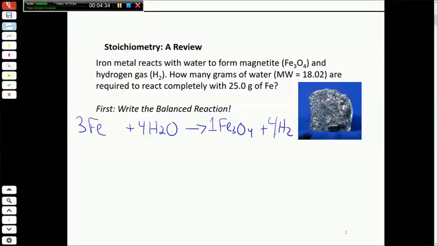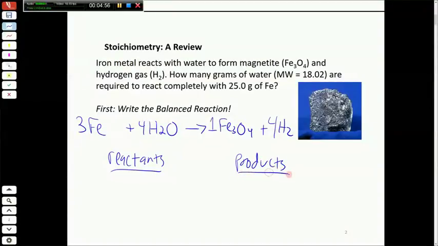If you had 6 irons plus 8 waters goes to 2 Fe3O4 and 8 hydrogens. In other words, if you doubled all these coefficients, the problem would still work. So we can check ourselves to make sure that it's balanced. We went through all this, so it should match up, but just to make sure after we're all said and done, we compare the number of each element on the reactants and product side.